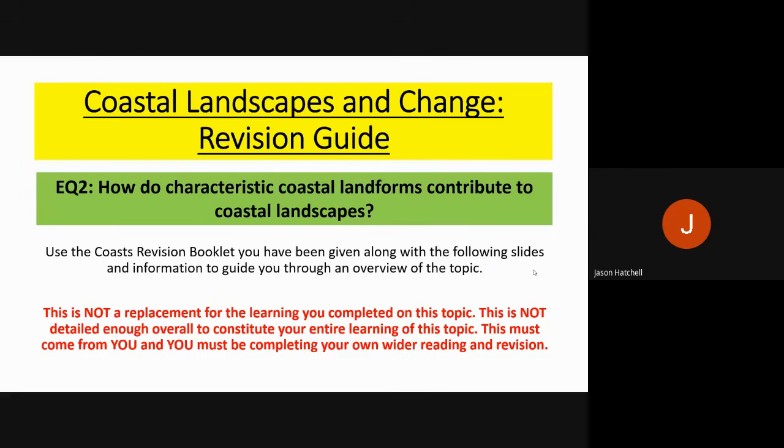Now that is a brief roundup of everything in EQ1 for coastal landscapes and change. The key thing with EQ1 is that it's mostly theory-based and it is just general knowledge. So what you need to do is make sure that you go back over this numerous times, that you look at sand dune succession and salt marsh succession, and that you look at the basics of rock lithology, the basics of how rocks are formed, and the weaknesses and strengths of those rocks at different coastlines.